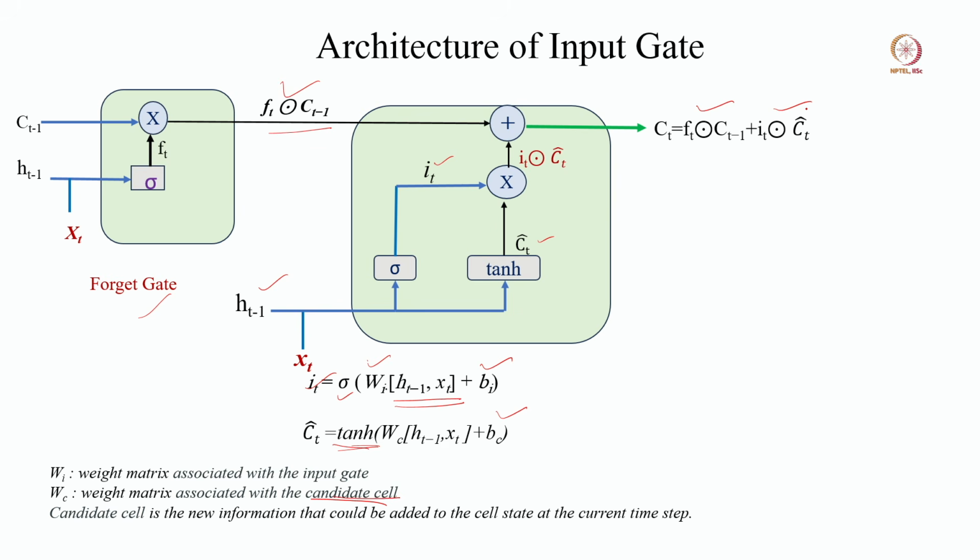So, what are we doing? We are taking information from the forget gate, whatever information was remaining, and we are adding something new that may come from the tth time step. So, this Ct is basically the cell state update, and Ct is the main memory of the LSTM at time step t.